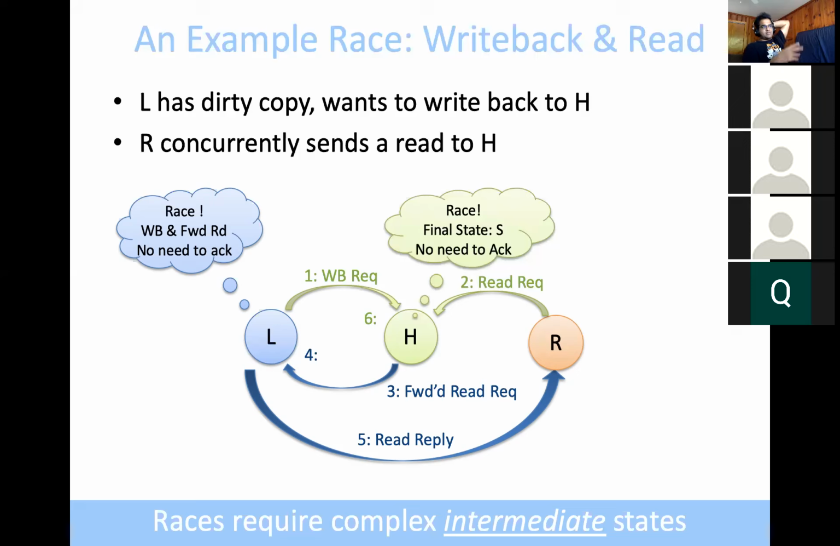So to get around this kind of race, you actually need the kind of messy state that I was talking about, which is just the introduction of complex intermediary states to ensure that you don't end up in a race like this, right?